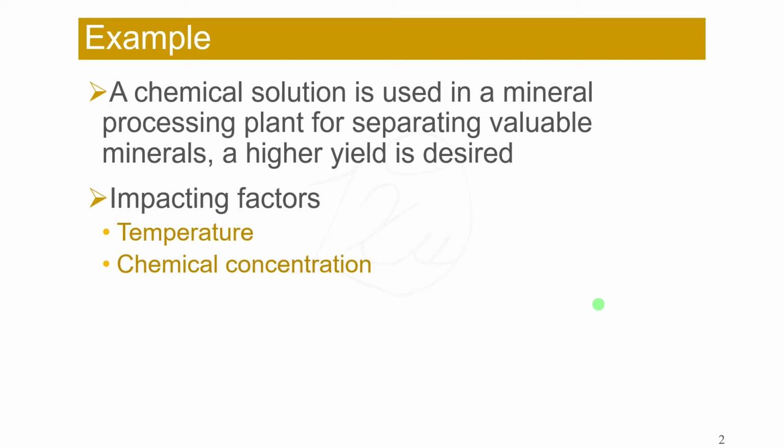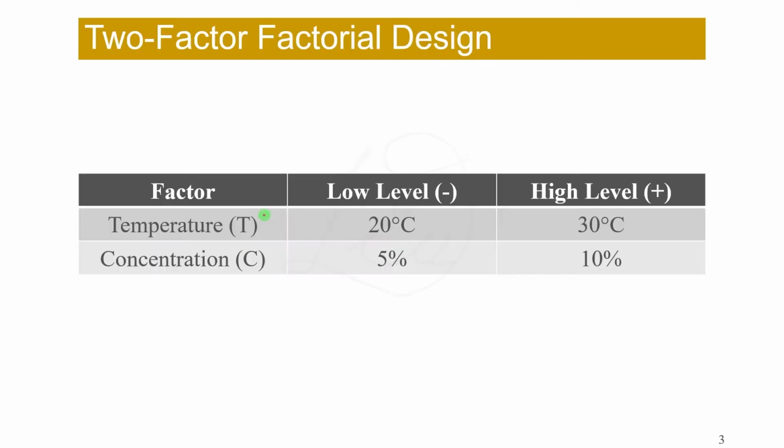In this example, a chemical solution is used in a mineral processing plant for separating valuable minerals, and apparently we would like to see a higher yield from the processing plant. We know the two major impacting factors are temperature and chemical concentration in the solution. As there are two factors we need to investigate, we will be using an efficient experimental method, the factorial experimental design. So in this experiment, we have two factors.